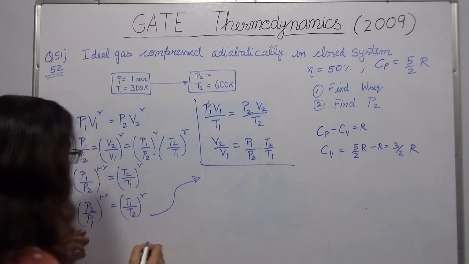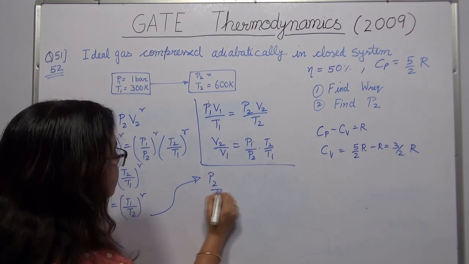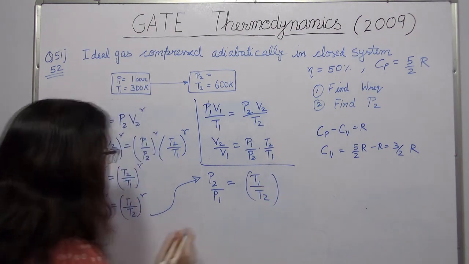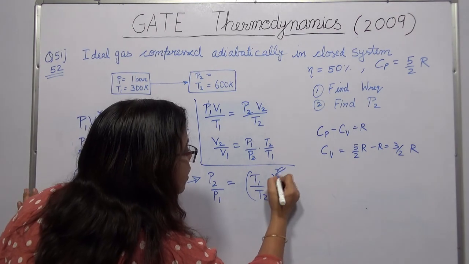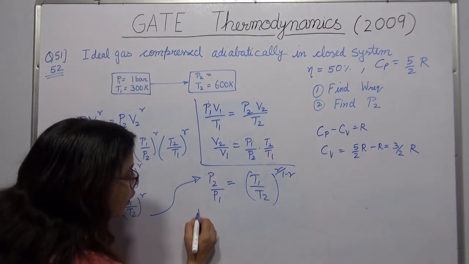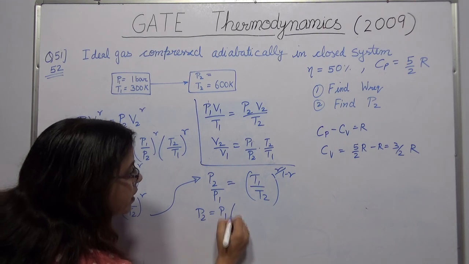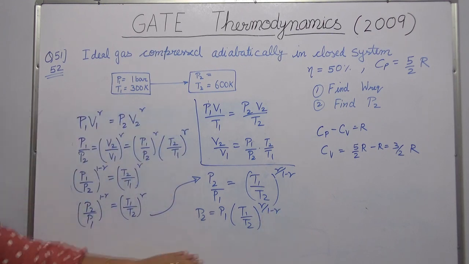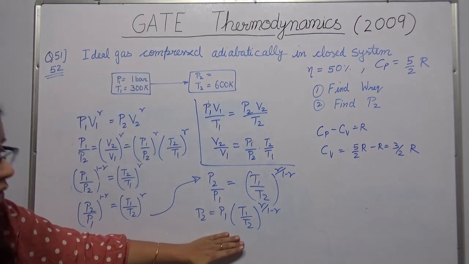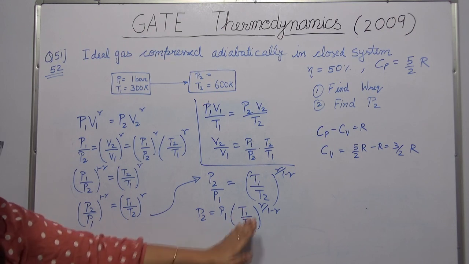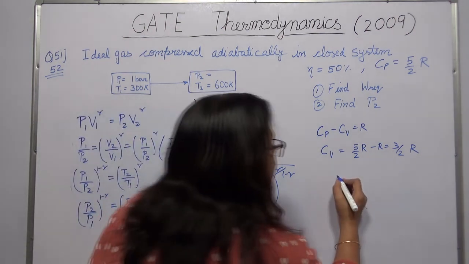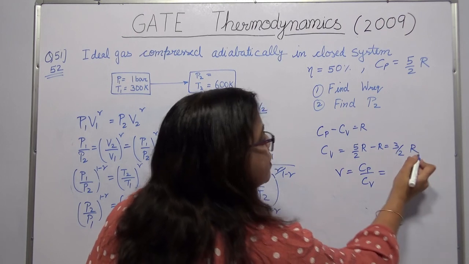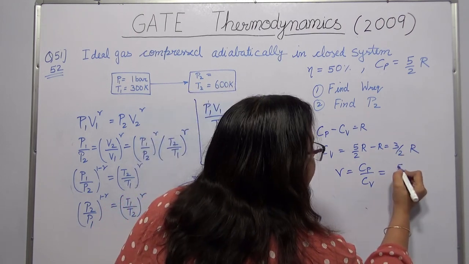Okay, now I will solve for P2 by P1. So this becomes P2 by P1 equal to T1 by T2, and if I take the power over there, it will be gamma upon 1 minus gamma. Or your P2 will be equal to P1 times T1 by T2 raised to gamma upon 1 minus gamma. Fine. We have now got an equation for P2. We know P1, T1 and T2. Let's find out what is gamma. So gamma is nothing but your Cp by Cv. Cp is 5 by 2R and Cv is 3 by 2R. Divide them, so you get 5 by 3.